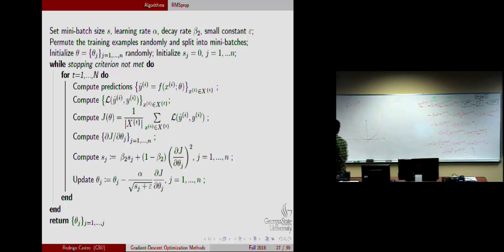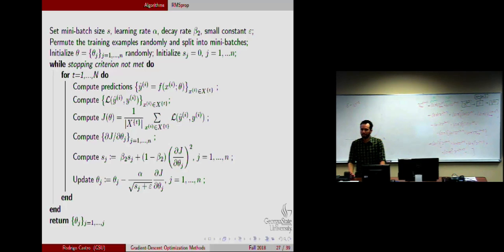And it doesn't really affect the updates, it's so small that it won't affect them, but it's large enough so your program won't get an undefined result from division by zero.